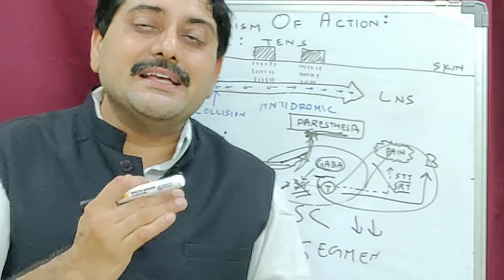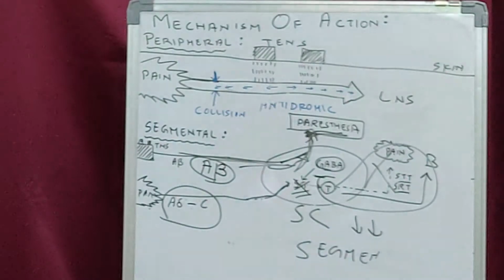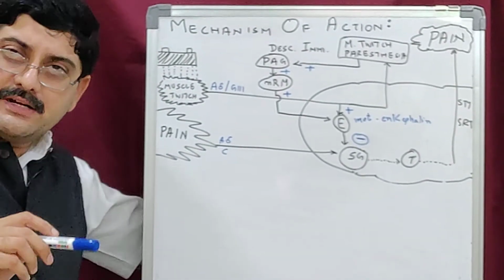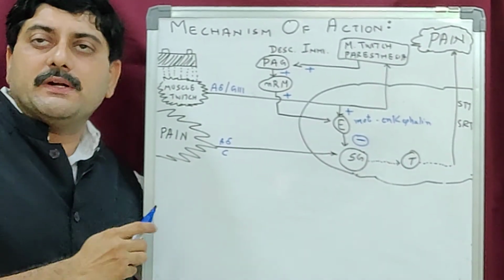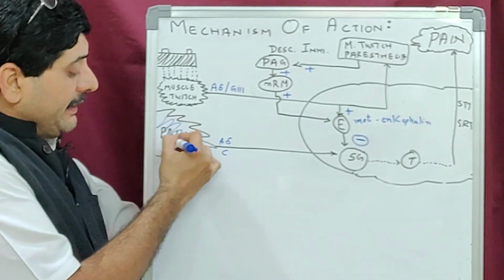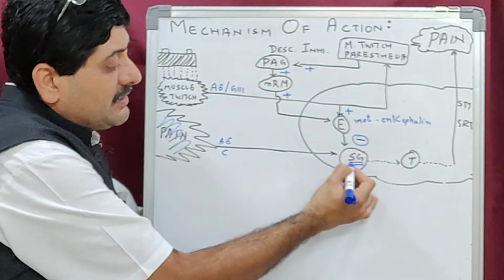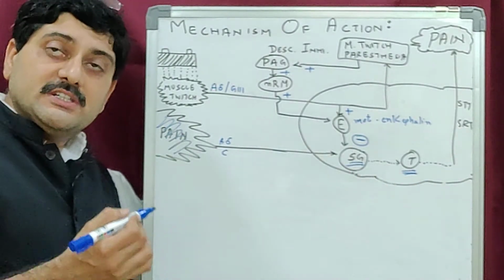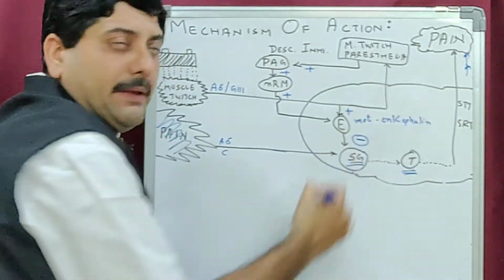The third mechanism is the extrasegmental mechanism. Let us see it also. Okay, let us understand the extrasegmental mechanism. What happens in the extrasegmental mechanism? Normally, if there is pain, the pain travels through A delta and C fibers to the substantia gelatinosa. From there, it goes to the central nociceptor transmission cells, that are the T cells, and from there it goes to the brain and is identified as pain.